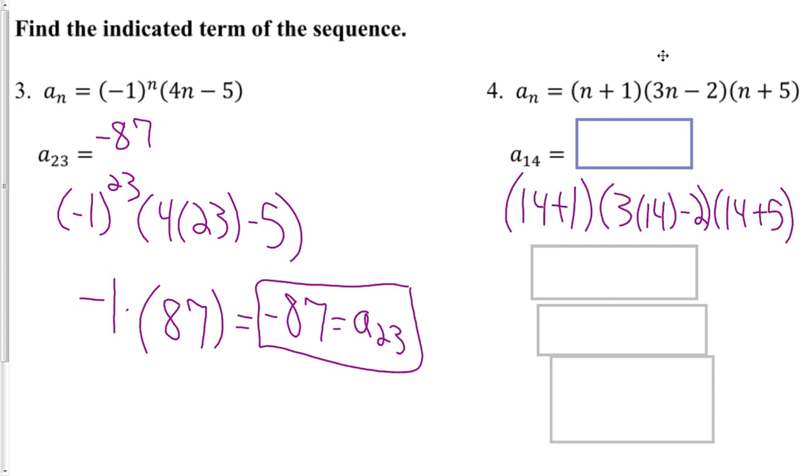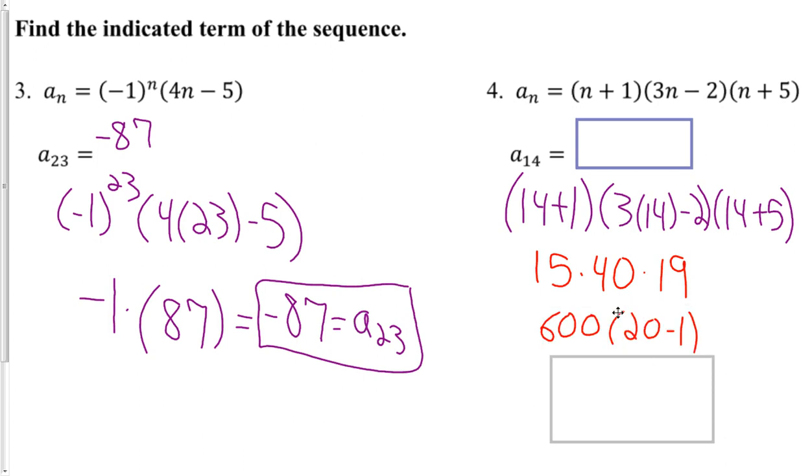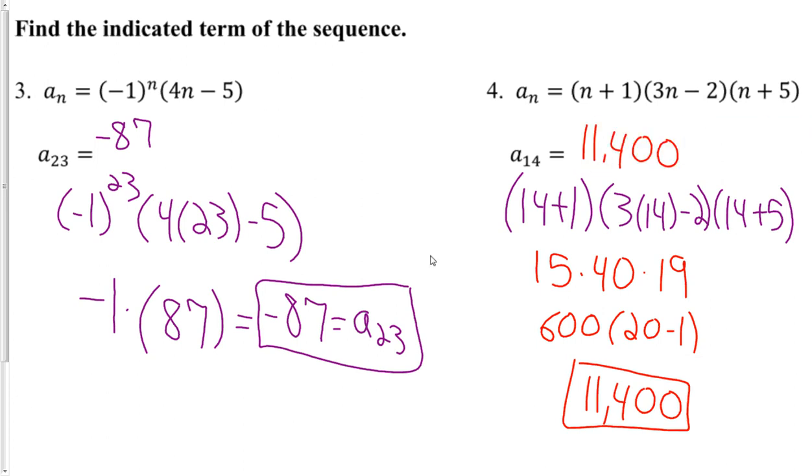Over here, our 14th term, instead of filling it all out, we'll just plug it in. 14 plus 1 times 3 times 14 minus 2 times 14 plus 5 gives us 15 times 42 minus 2, 40 times 19 gives us 600 times 19. And how I do it in my head, times 20 minus 1 gives us 11,400. And that is our final answer there.